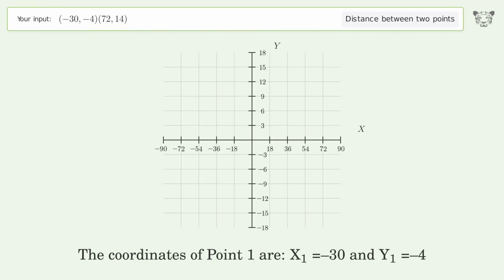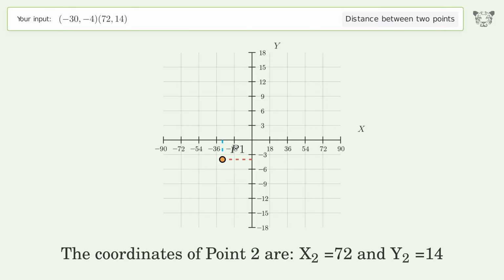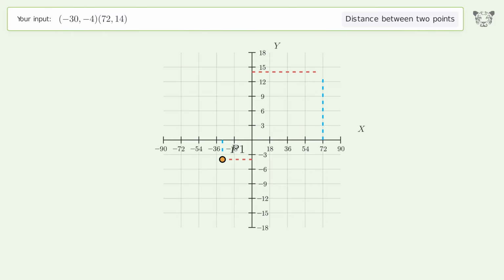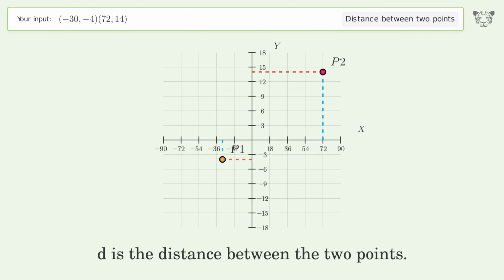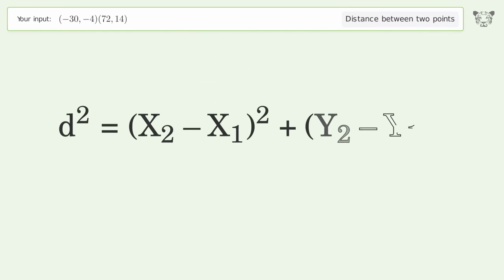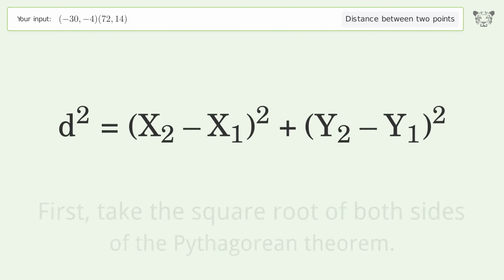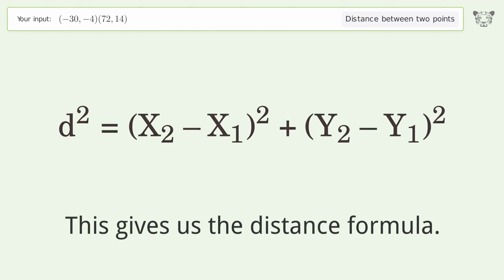The coordinates of point 1 are x1 equals -30 and y1 equals -4. The coordinates of point 2 are x2 equals 72 and y2 equals 14. D is the distance between the 2 points. First, take the square root of both sides of the Pythagorean theorem. This gives us the distance formula.